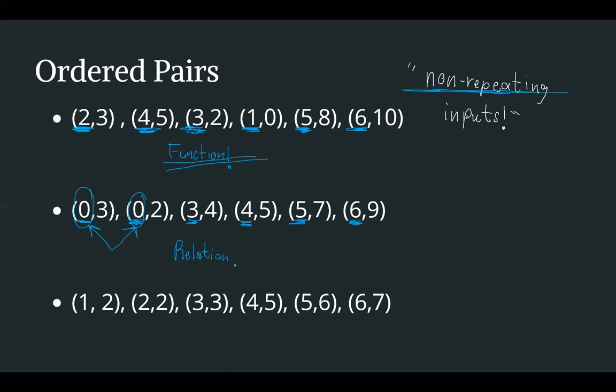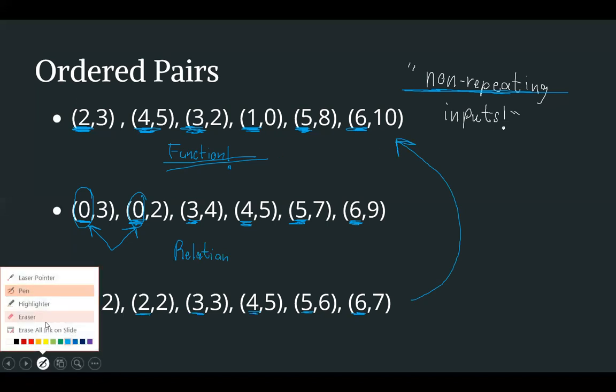And last but not the least, let's take a look at this one. We have a given collection of ordered pairs, or a relation, here. So we have inputs 1, 2, 3, 4, 5, 6. Now, are they all the same? No. Each of them is unique.